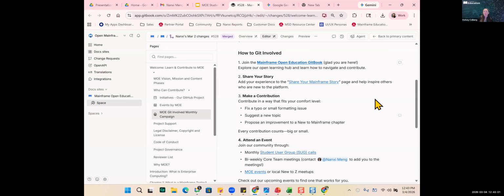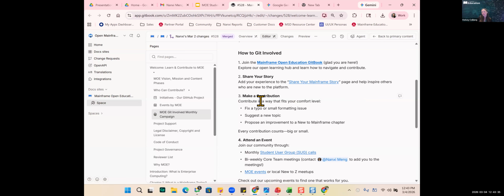In addition to that, we encourage everybody to share their story. This is serving as a kickoff campaign for everybody to be able to get involved regardless of your level of mainframe expertise. So there is the opportunity to share your mainframe story on the GitBook page. Basically, it's you going through an overview of how you got involved in mainframe, what you do in your day-to-day job, all of that. And that will count as a contribution on the GitBook page.